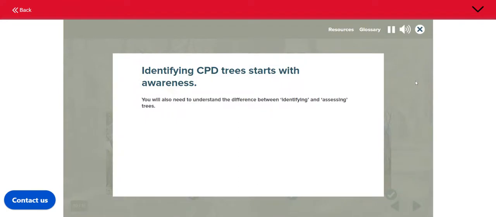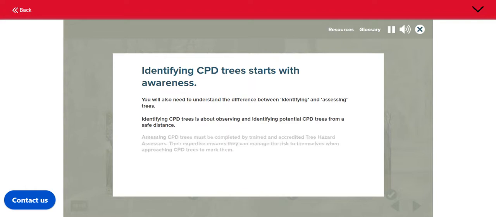You will also need to understand the difference between identifying and assessing trees. Identifying CPD trees is about observing and identifying potential CPD trees from a safe distance. Assessing CPD trees must be completed by trained and accredited tree hazard assessors. Their expertise ensures they can manage the risk to themselves when approaching CPD trees to mark them.